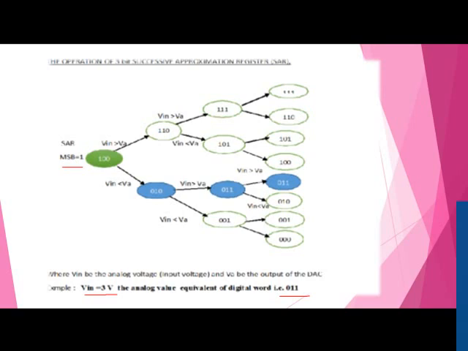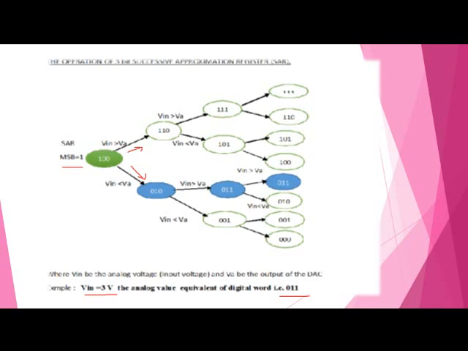Initially the SAR is set with the MS bit equal to 1, which means 1 0 0 will come. When Vin is greater than VA, the MS bit is kept and the next bit is set, giving 1 1 0. If Vin is less than VA, the MS bit is cleared and the next bit is set, that is 0 1 0.